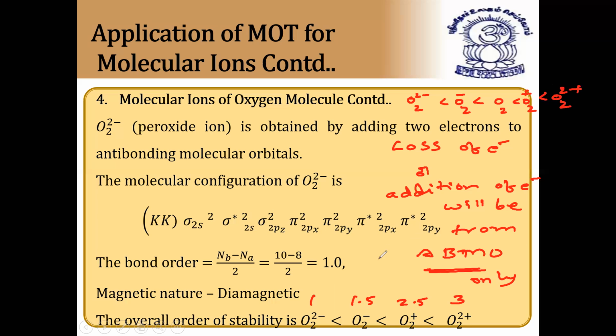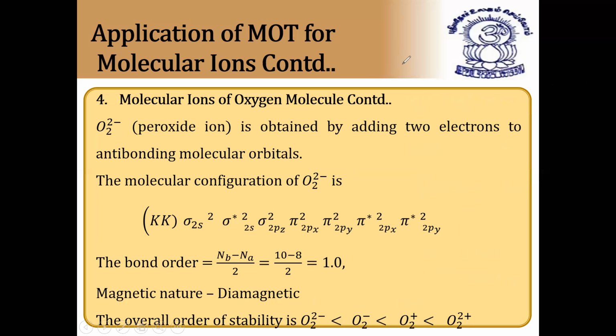So I hope it is clear. Since for oxygen, a loss or addition of electrons will be from anti-bonding only, the bond order will change and also the stability. And the magnetic nature for O2 2 minus is diamagnetic and its bond order is 1. I hope it is clear. Next.